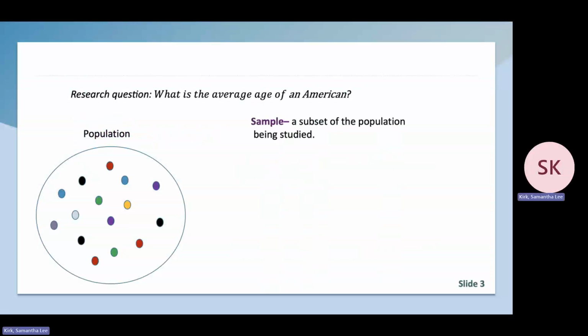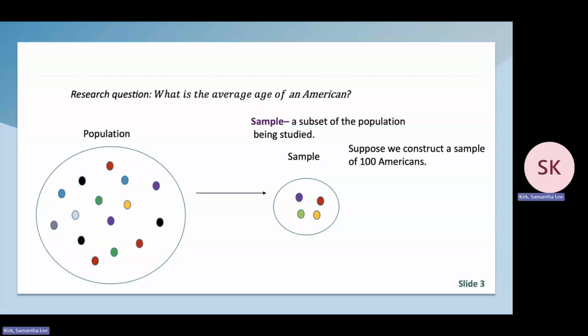Well, one thing we could do is create a sample, which is a subset of the population being studied. So here I just have a circle and I've chosen 4 random dots. One of the problems we're going to consider in this class is how big should a sample be and how do we choose our sample? How do we make it representative of the population and reduce bias?